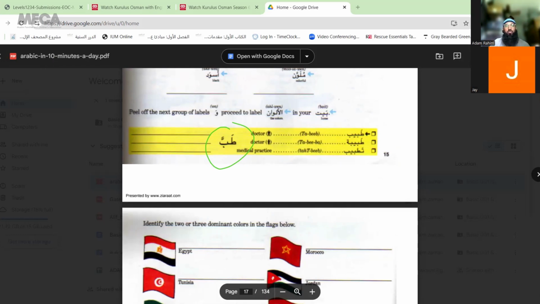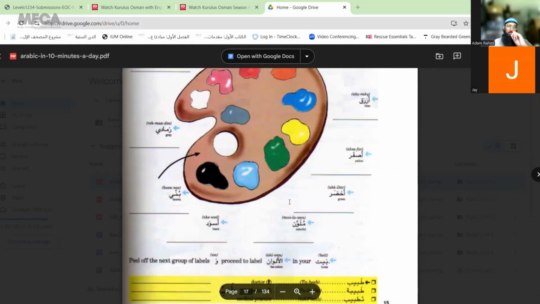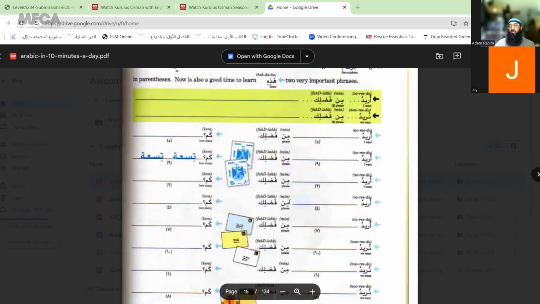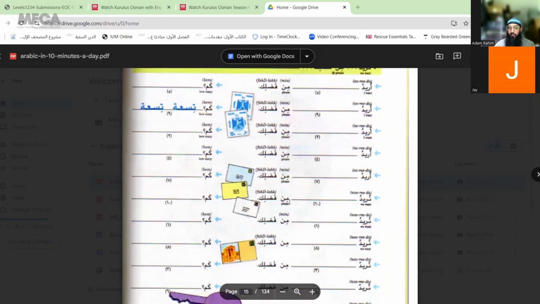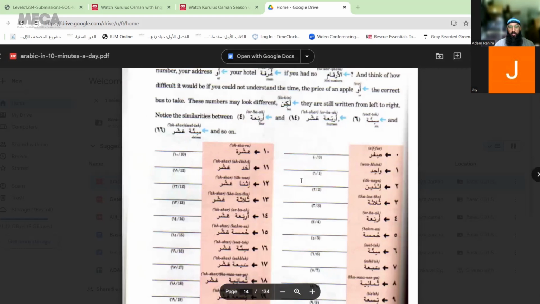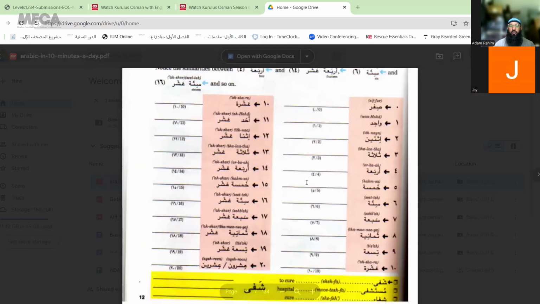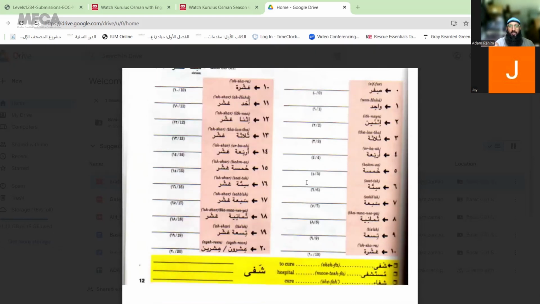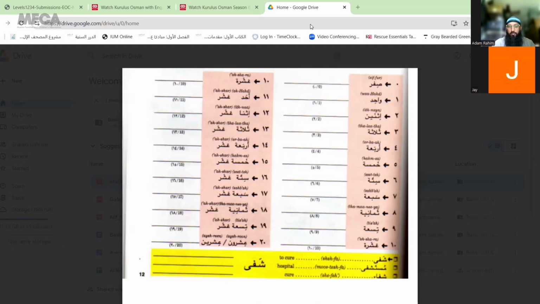In addition to taking all of these in the last class, we also spoke about numbers. We've learned how to count from 1 to 20, all the numbers in between. Rather, we learned from 0, but we said that 0 is not actually a number, but we're learning that here for learning purposes. 0 is sifr. And we took from 1 through 20 and all the numbers in between.